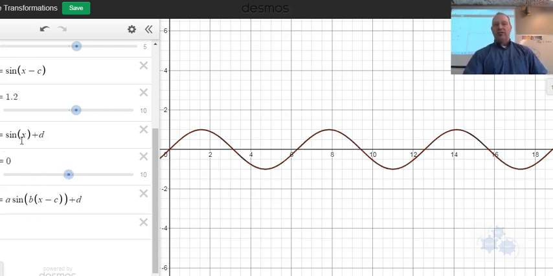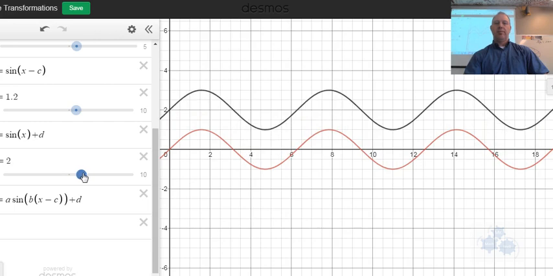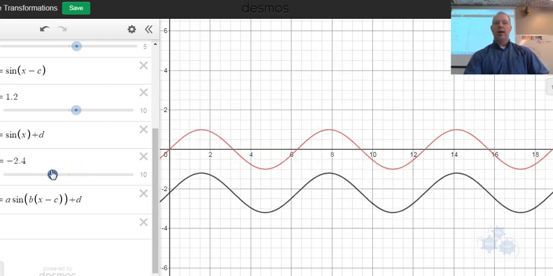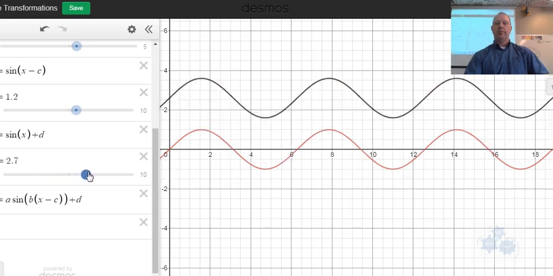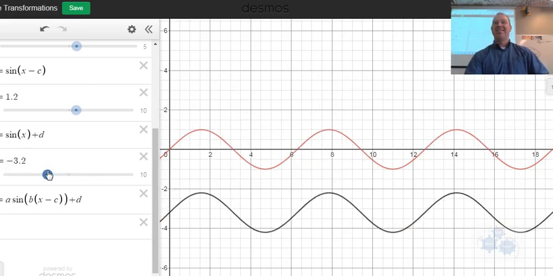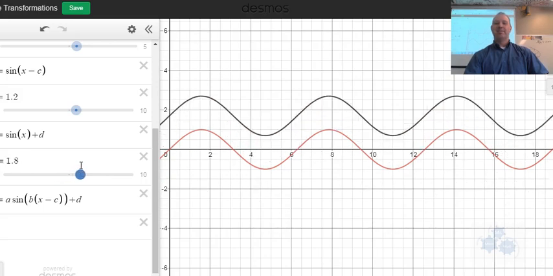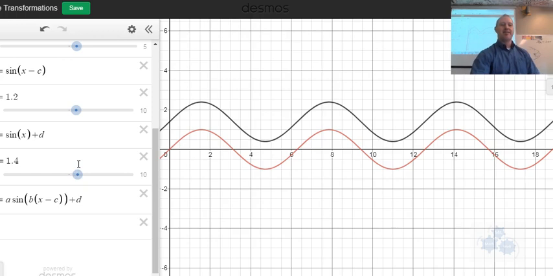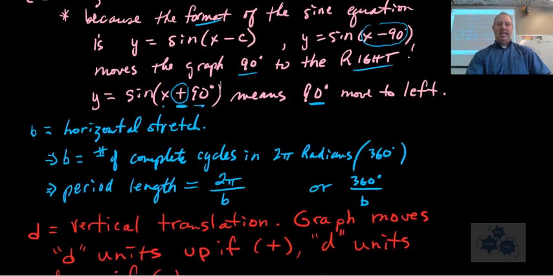So if I add 0 to sine x, it's still 0. But if I add something to the sine x, check it out. Look at that. It moves the whole thing up or moves the whole thing down. What was that? It's like teeth, yeah. Yeah, it's kind of like a smile or like teeth or something. Braces on. Okay, so D, let's go back to the notes.